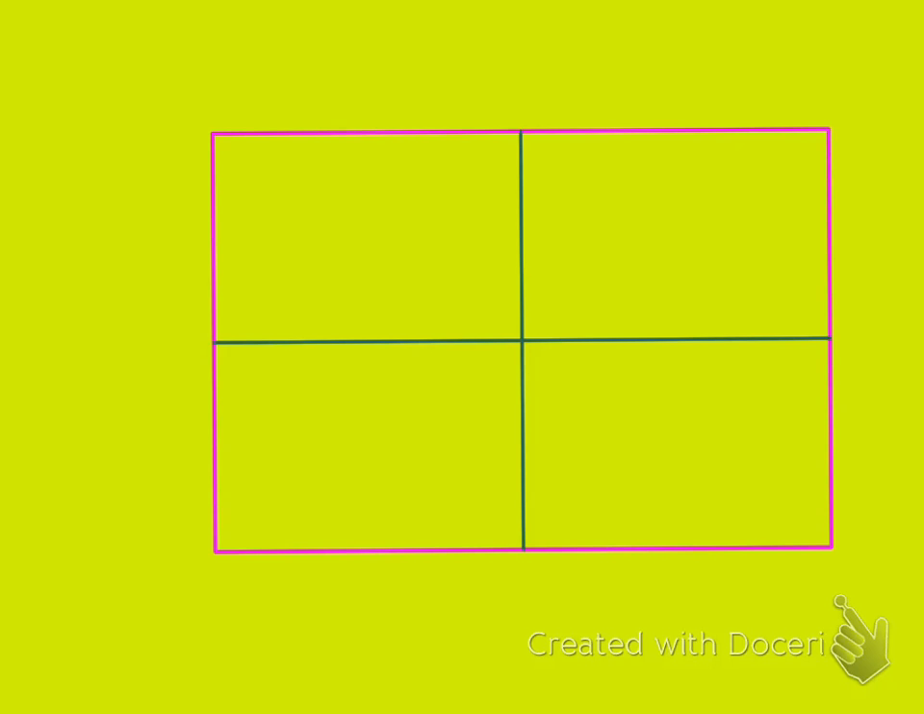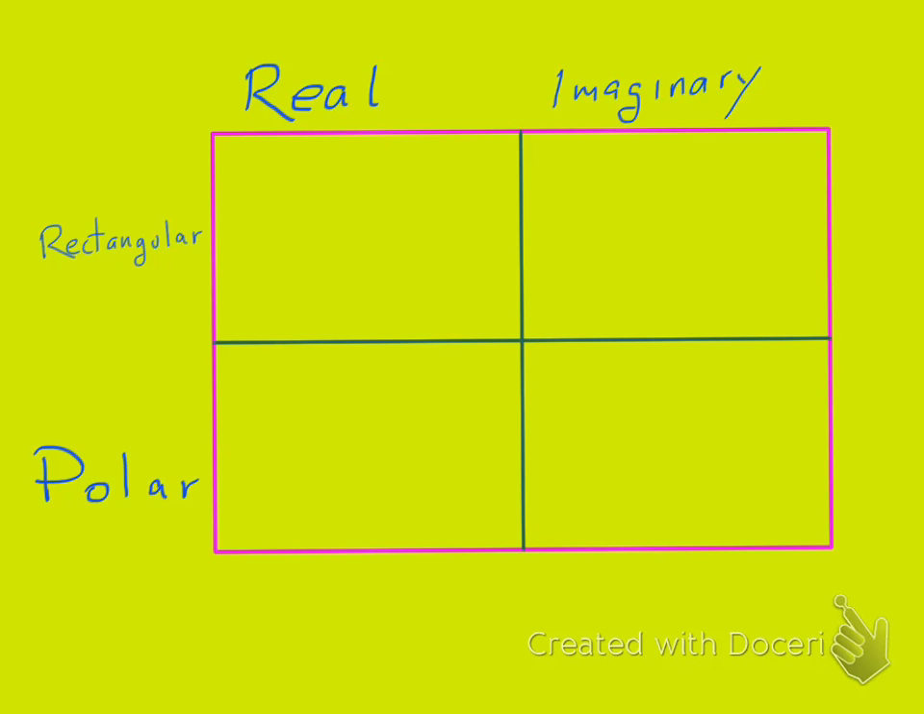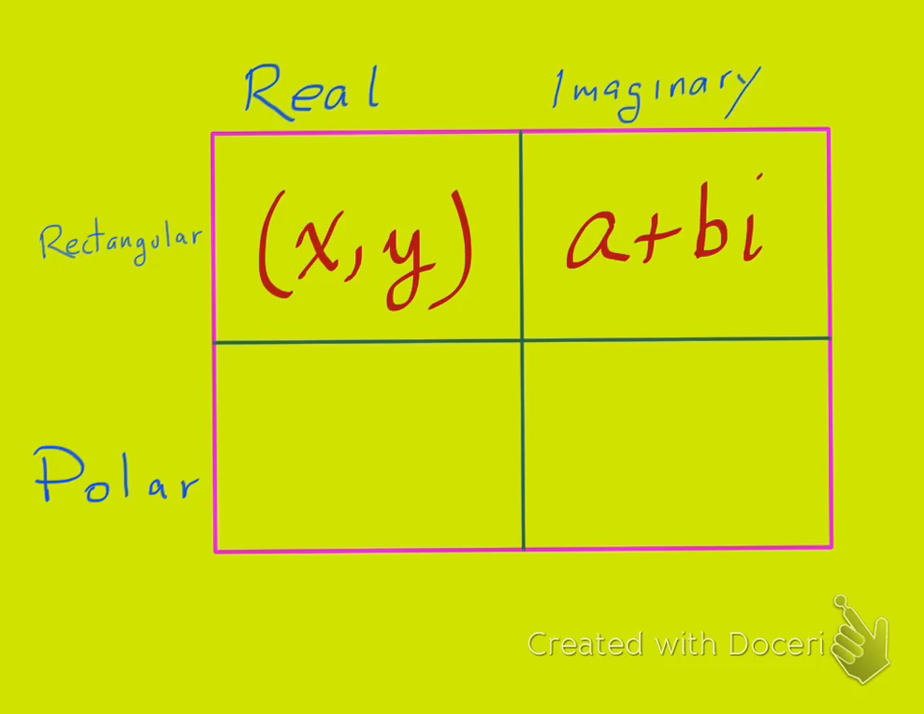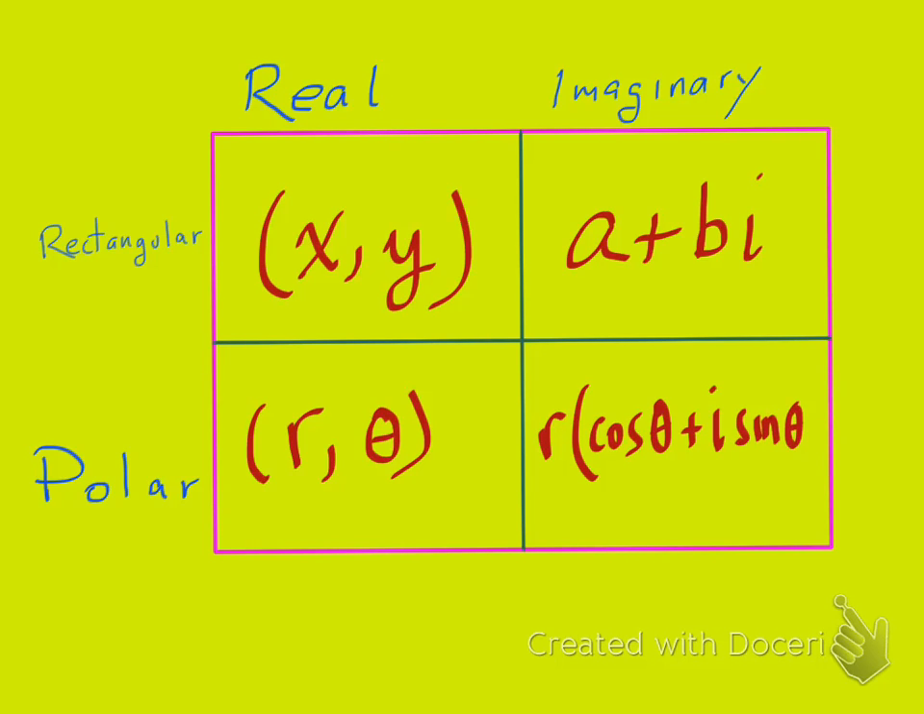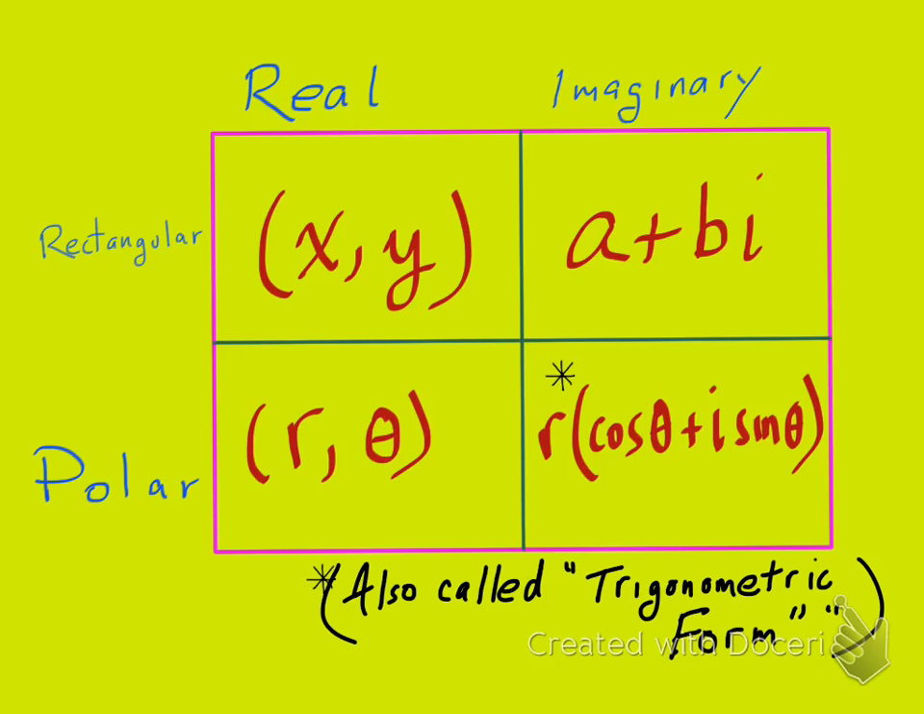I thought it might be a good idea to summarize the four different types of numbers that we've been talking about recently, dividing them up into real versus imaginary numbers and rectangular versus polar numbers. A rectangular real number is a number in xy form, a point on the rectangular plane in xy coordinates. The imaginary numbers on a rectangular plane are a plus bi. Those are two forms that we're very familiar with. The polar numbers in the real numbers are just r comma theta, and the imaginary numbers in polar form are this new structure that we just learned about, r times cosine theta plus i sine theta, also called the trigonometric form sometimes.